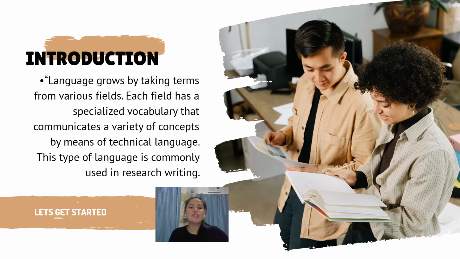So language grows by taking terms from various fields. Each field has a specialized vocabulary that communicates a variety of concepts by means of technical language. So this is very much true. Even outside academic writing or research writing, we all know that a certain word has several meanings. But more especially, this type of language is commonly used in research writing. So there are certain technicalities to the meaning of a certain word.